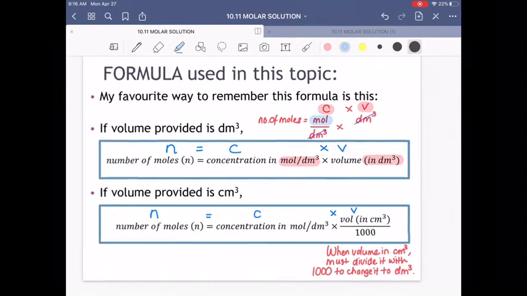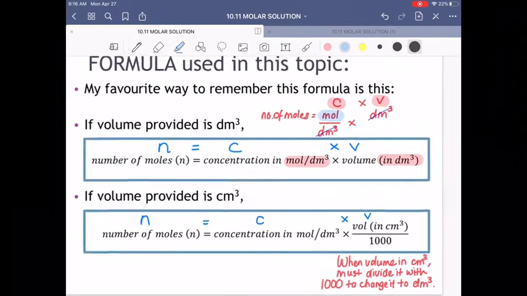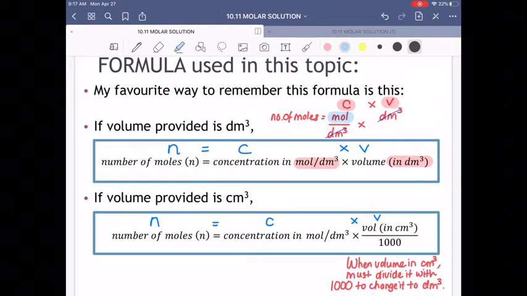If volume provided is in centimeter cube, same thing: number of moles is equal to concentration in mole per dm cube times volume. If it's in centimeter cube, you have to divide by 1000. That's the important thing. Let me highlight it here. Your unit for concentration must be in mole per dm cube, and if the volume is in centimeter cube, you need to divide by 1000. So here I already put the warning.